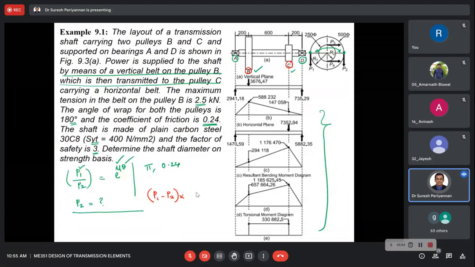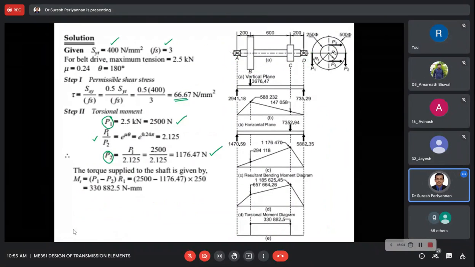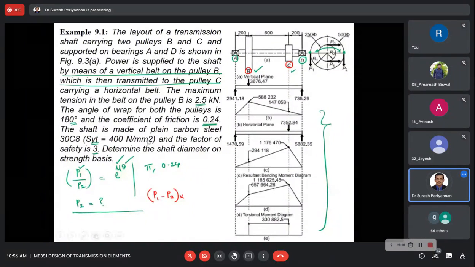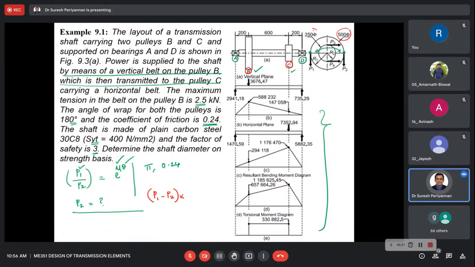Yeah, (P1 minus P2) into D by 2. D by 2 is given already. Now see here, (P1 minus P2) into R1. The pulley diameter is given already. What is the diameter of the pulley? It is given here: 250 mm diameter and 500 mm diameter.